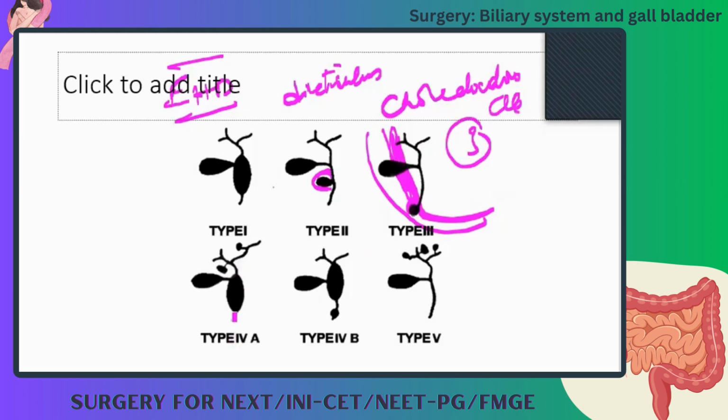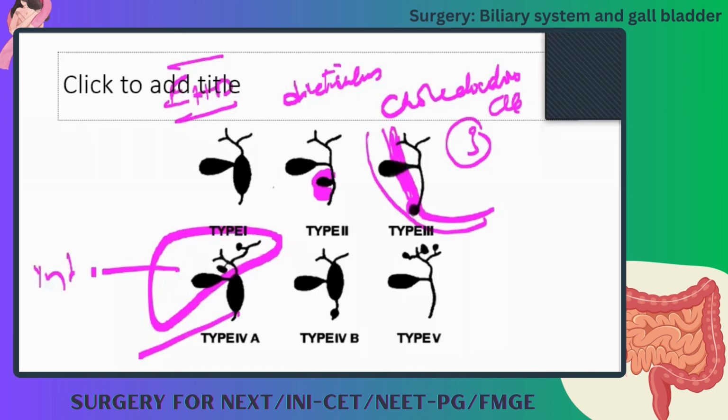Sir, can you repeat type 2, sir? Yeah, type 2 is having a small diverticulum. Extrahepatic, it is having a very small diverticulum of the biliary tree. Type 4A is having both intrahepatic and extrahepatic dilatation. Intrahepatic is dilated, extrahepatic is dilated. Okay?